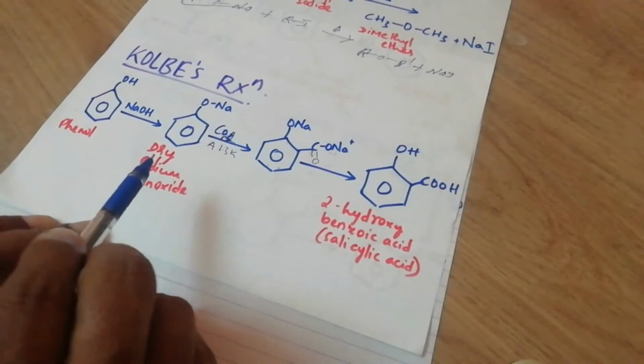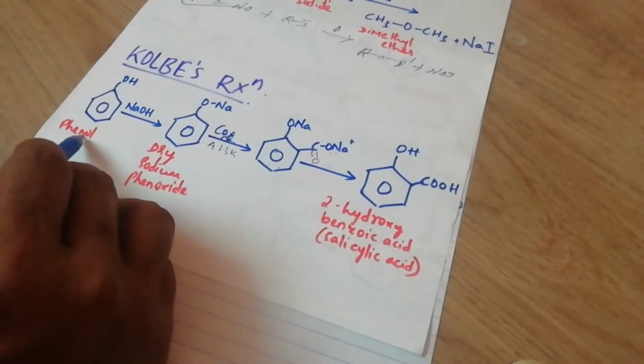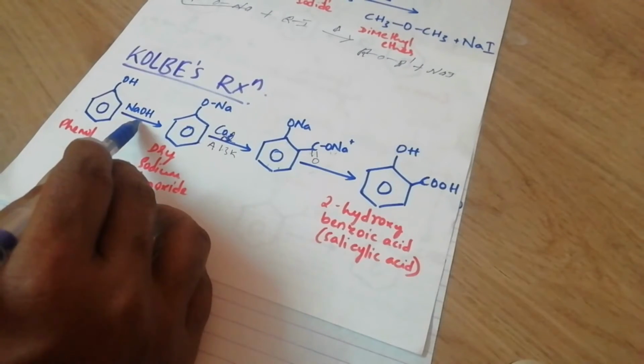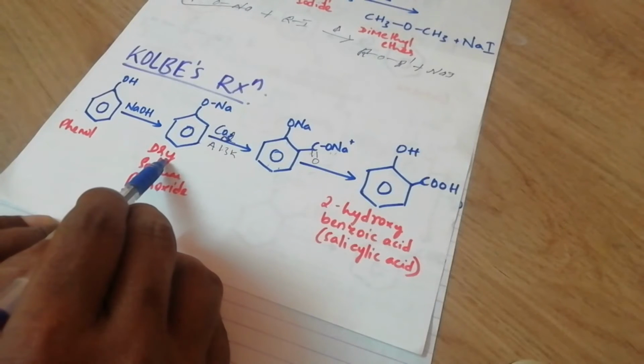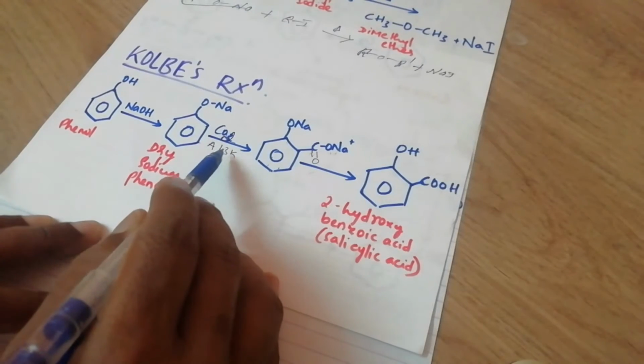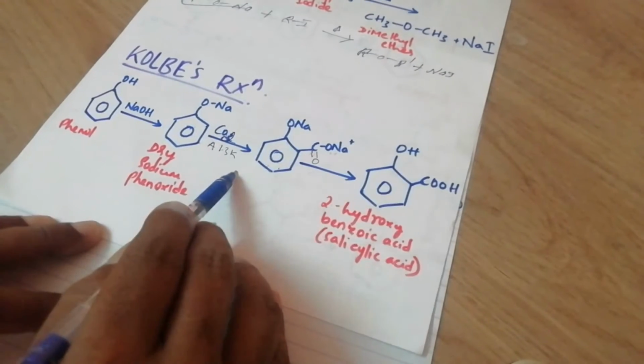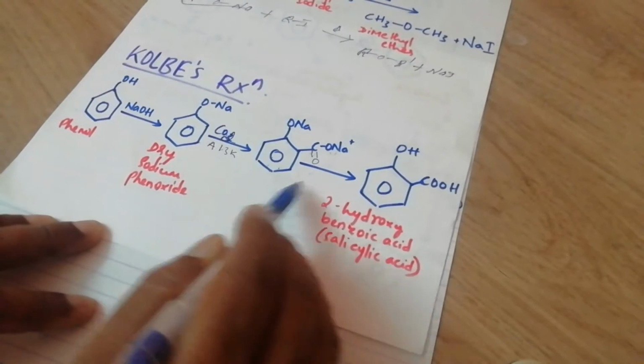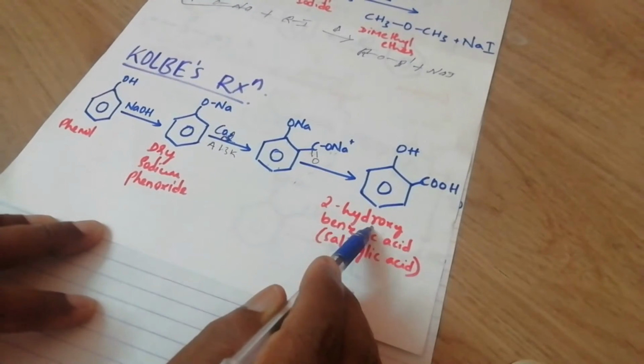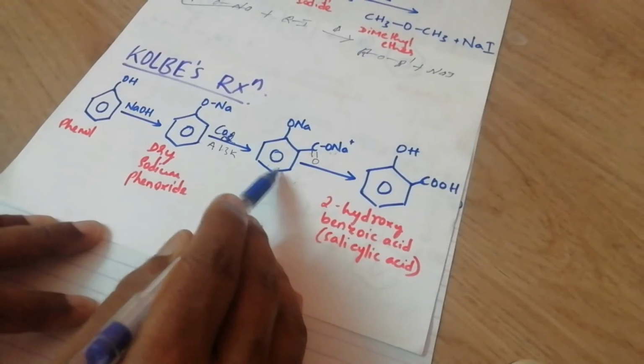What is Kolbe reaction? When phenol is treated with solid NaOH, it is converted into sodium phenoxide. When sodium phenoxide is further treated with carbon dioxide in presence of NaOH and HCl, the end product is salicylic acid. This step is written directly.